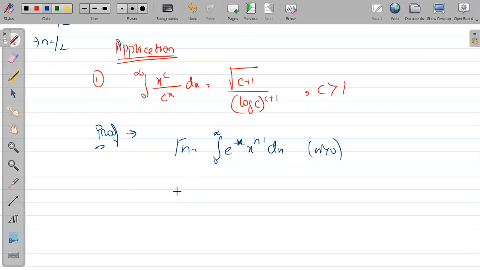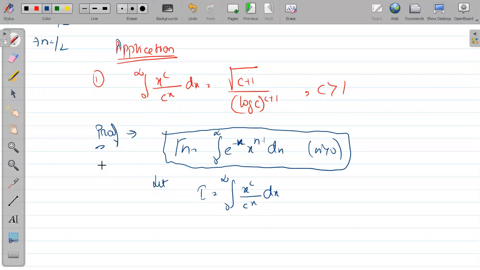Obviously n is positive here. Now what we have to prove? We have to prove this one. Let I equal to 0 to infinity x to the power c, c to the power x dx. X to the power c is there, here x to the power n minus 1 is there. So basically, here c to the power x is there, but in the question of gamma, it is what we have. We know this, and we want to convert in terms of gamma only, because see, it is not pi, it is not root, it is gamma.